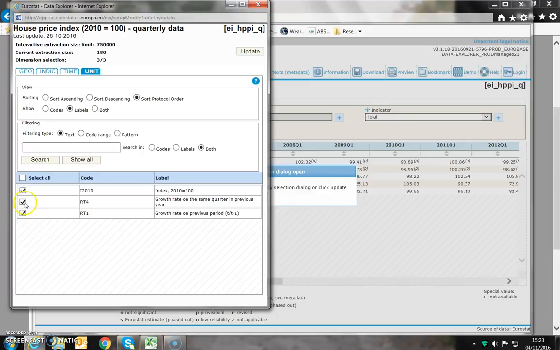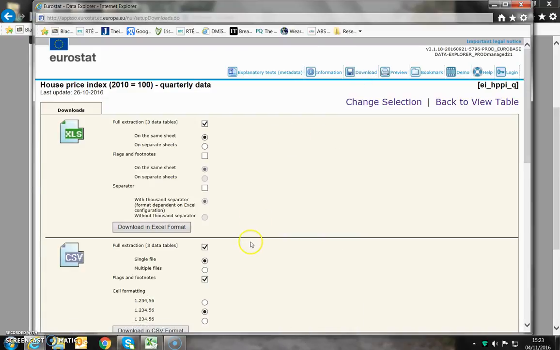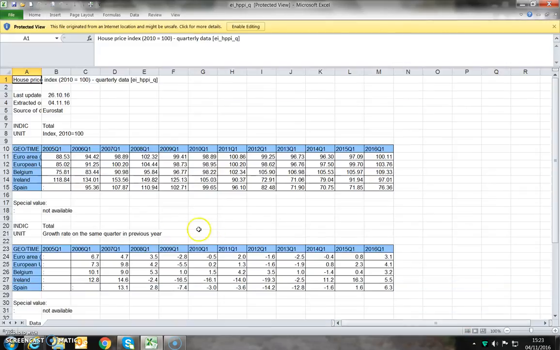And we might just leave it as the index rate, 2010. We could do that. So there's a lot of different things we can do with the data before we download it, before we explore what we're going to do with it. So now we decide we're looking at the index, 2010 equal to 100, and we are going to download it. So download, full extraction, on the same sheet, we leave it as that, download in Excel format, and open.